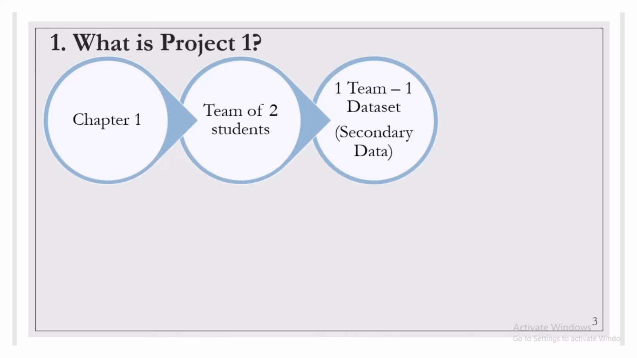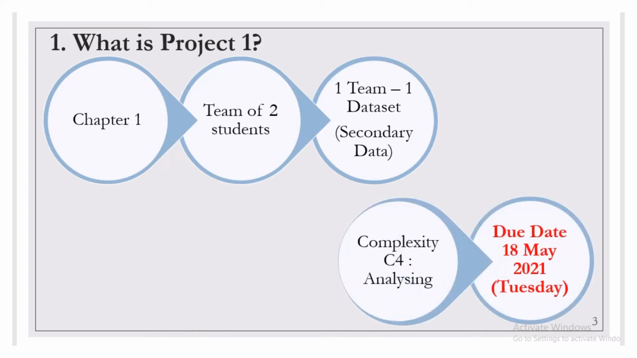Project 1 is the only assessment that covers the whole materials of Chapter 1. This project is a team project. Each team consists of 2 students only. Each team will have to choose one dataset, and you are required to do the project based on the given instruction in the next slide.